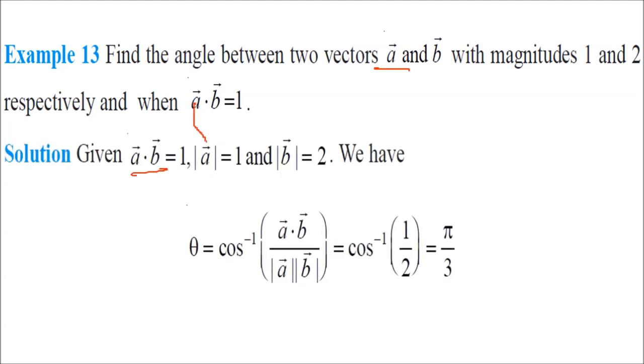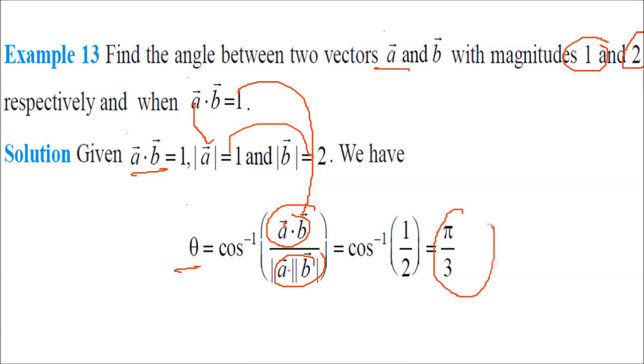A is simply given as 1, and the magnitude of B is 2. So theta will be cos inverse of A dot B by the magnitudes of A and B. This will be a dot product, so it will be 1 for A dot B, and the denominator is simply 2 into 1. So cos inverse 1 by 2, that is pi by 3, and this is nothing but 60 degrees.